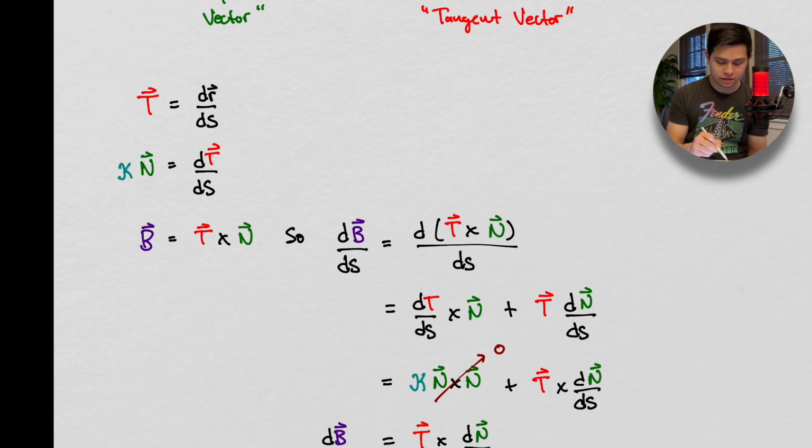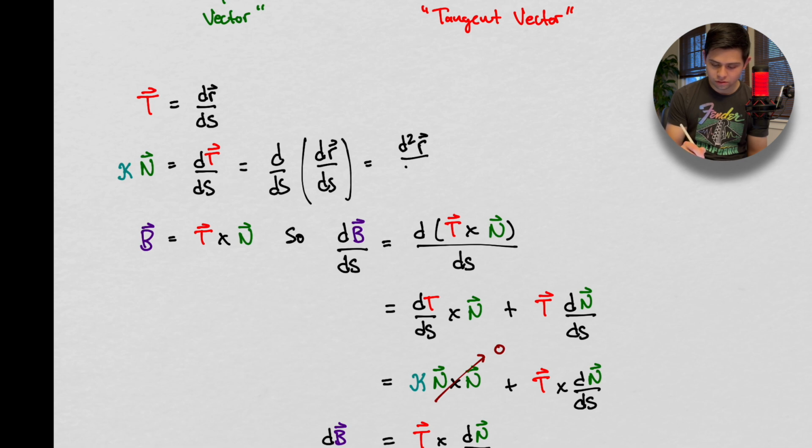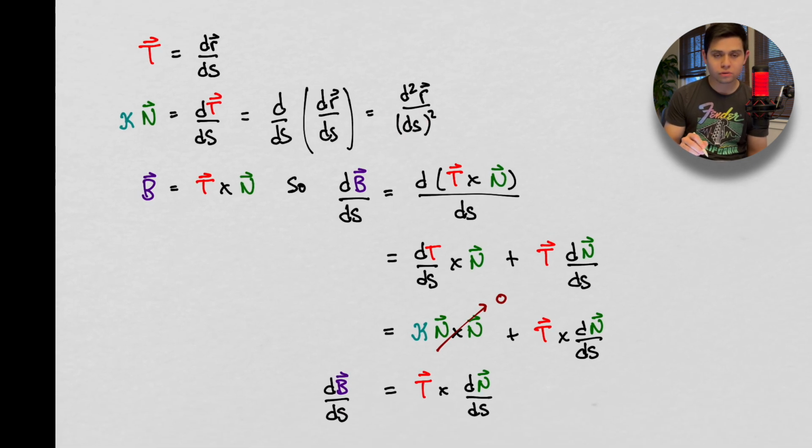Because if T is dr/ds, then dT/ds is the same thing as d/ds times dr/ds, which is equal to d squared r over ds squared. So that is the double derivative of the position with respect to the parameter.